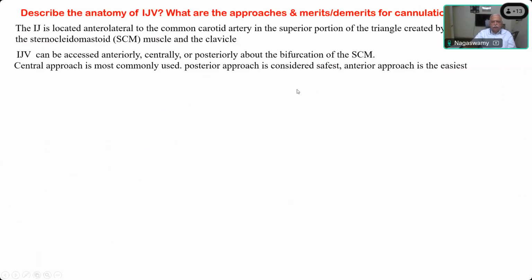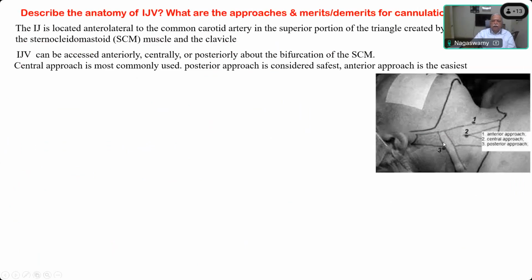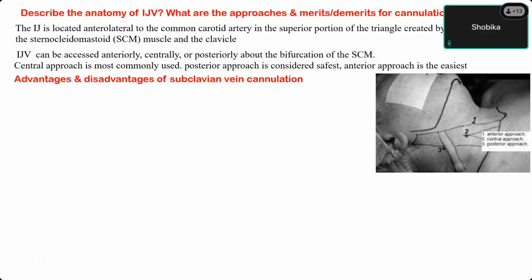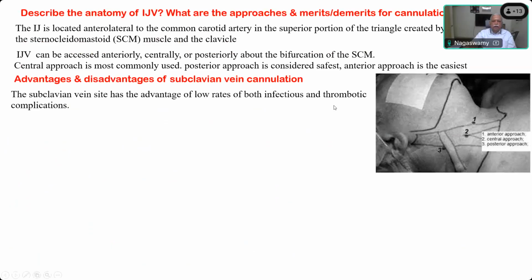Okay, so these are the anatomical landmarks where you can see this is the anterior approach, this is the central, this is the posterior. This is the external jugular vein, which has been drawn as big as this. But this is the sternocleidomastoid with its two divisions. This is the clavicle. The lower line is the clavicle. And the advantages and disadvantages of subclavian vein cannulation, did you mention those things? Yes, sir. Advantage, patient comfort. It has low rates of infection and thrombotic complication. And definitely patient comfort is more because he is free to move his neck without any problem.